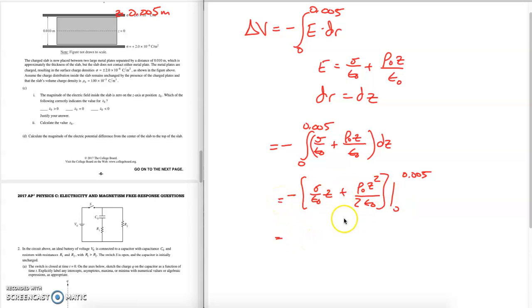And when you plug in all of those numbers, you're going to end up with negative 2.54 times 10 to the third. And this now is not volume, this is volts. This is volts.